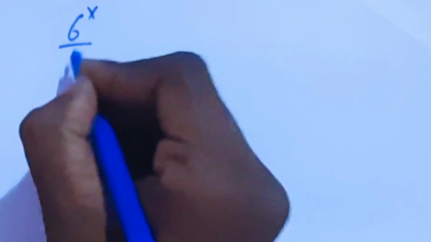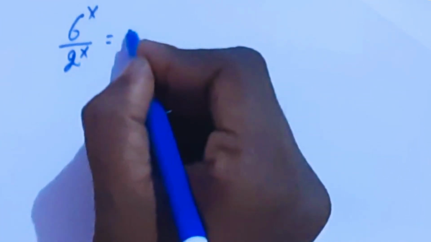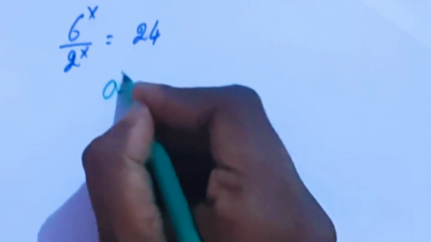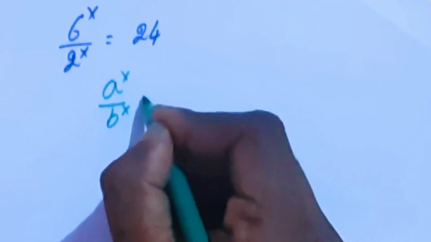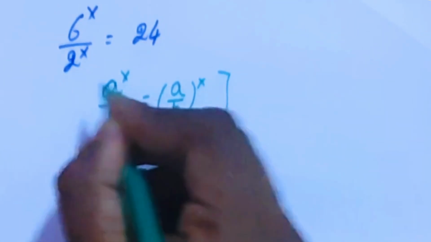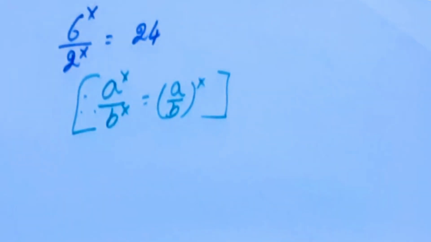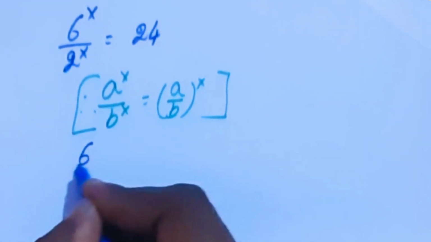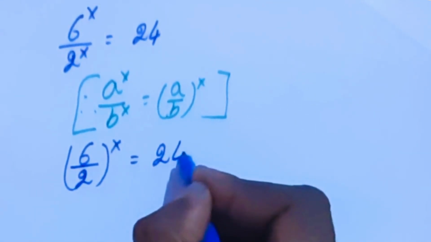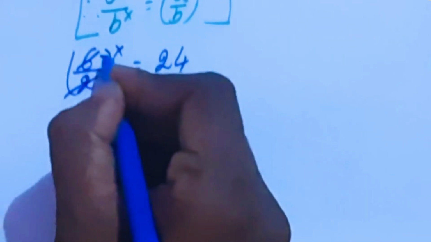Now 6^x by 2^x equal to 12 times 2 is 24. Now we know this formula, that is a^x by b^x equal to (a by b) whole power x. This formula we are going to implement here. So we'll get (6 by 2) whole power x equal to 24. Now simplify this, we'll get 3 here.